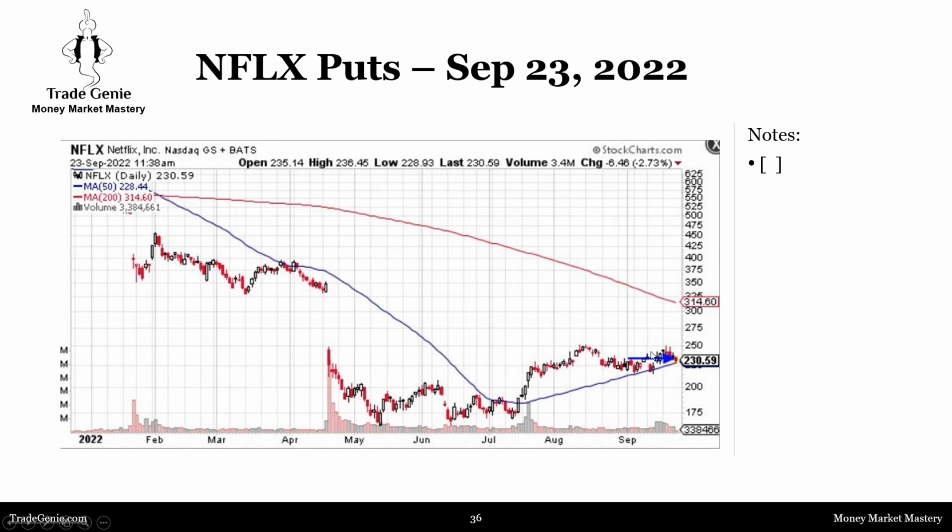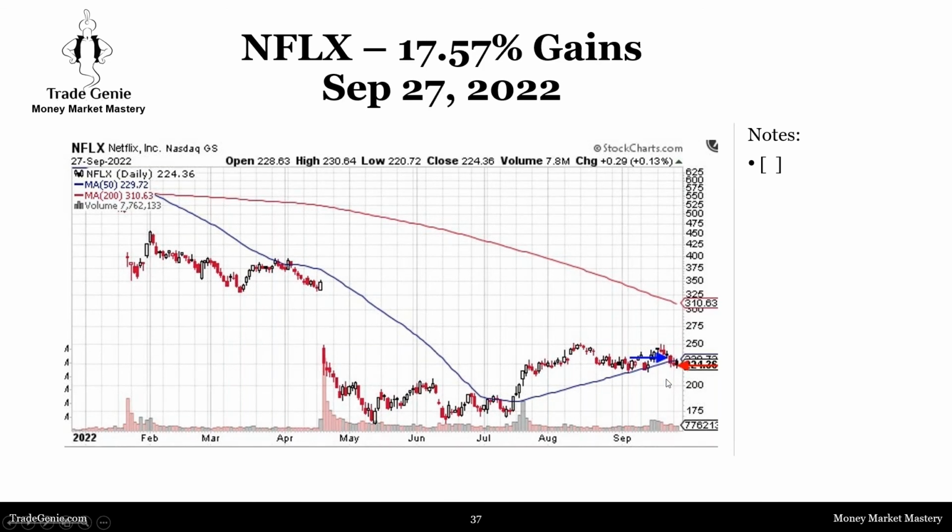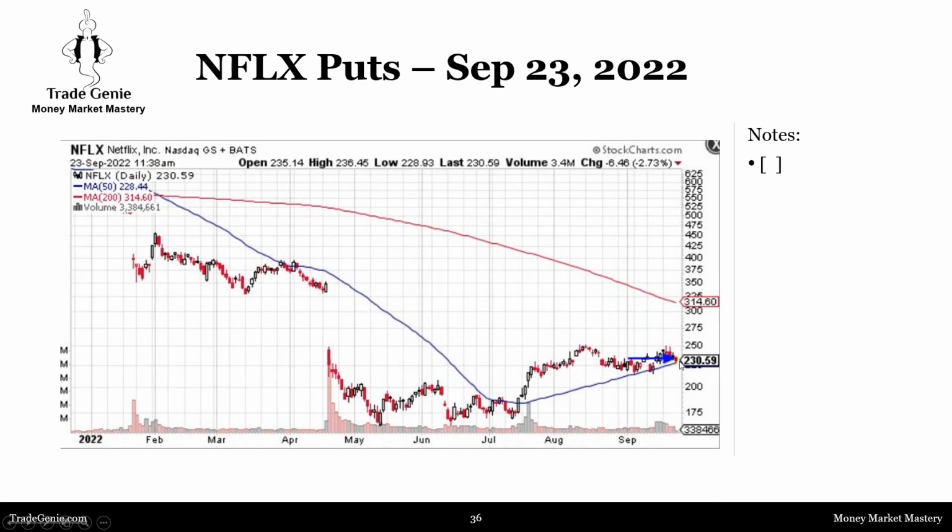Netflix puts. Netflix is a very dangerous stock because it can go up and go down, and it can make you lose a lot of money if the options are very expensive. Actually, I shouldn't say expensive, but high price. There's a difference between being expensive and being high price. Not everything which is high price is expensive. They could be cheap. So it depends. It's a high price, and Netflix was not a good trade. This was a risky trade.